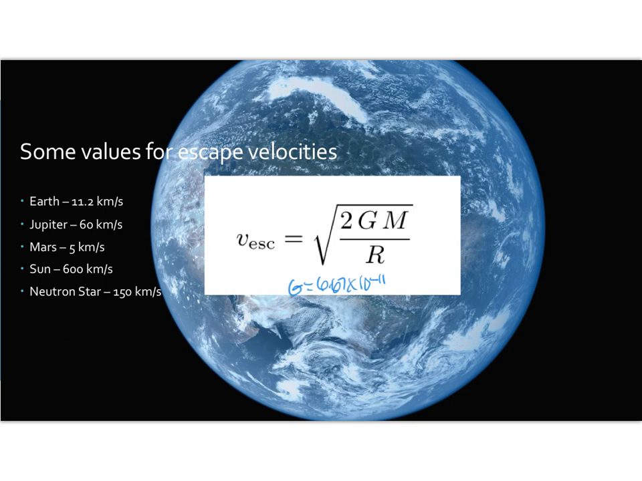And finally, I made a mistake here. So the neutron star is actually 150,000 kilometers per second. That was kind of purposeful to list the neutron star because that's about 1/2 the speed of light. And so that was just sort of a good one to list because as we talked about last time, the neutron star becomes extremely dense. Its gravitational field becomes extremely strong. And that really high escape velocity is reflective of its really strong gravitational field.